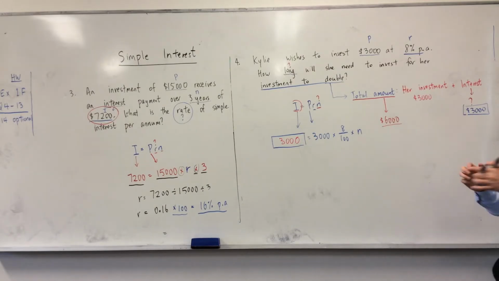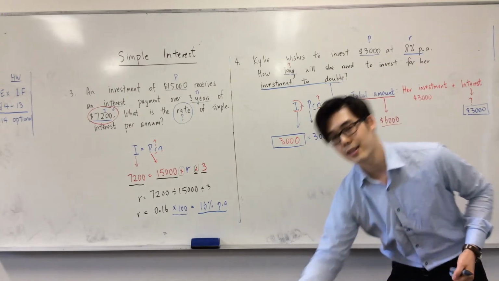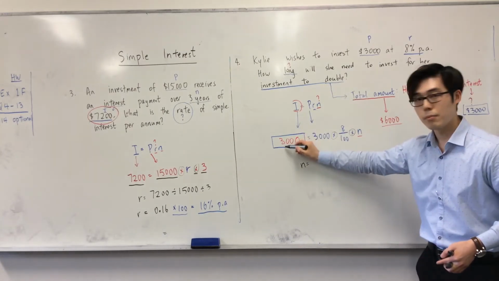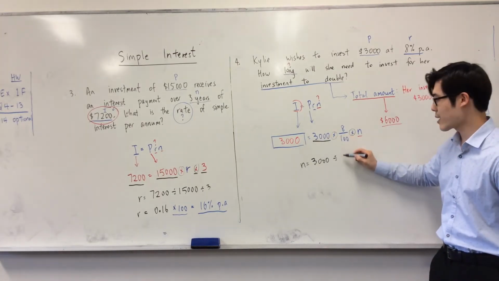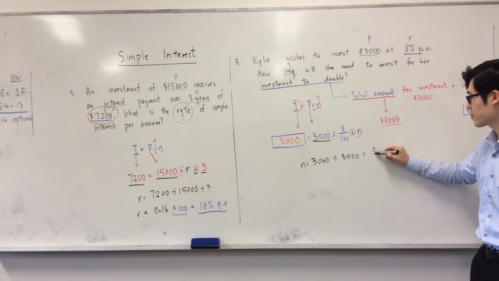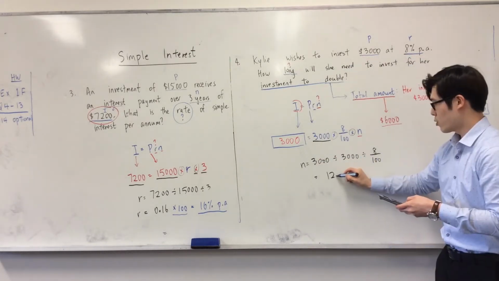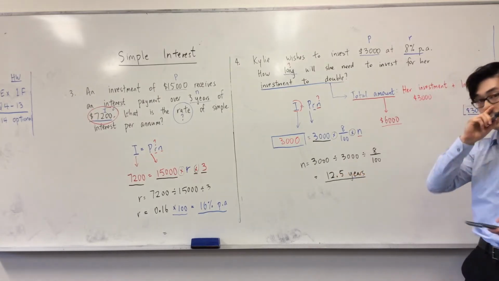And then from here, you just got to do your usual. Find N by just dividing everything to the other side because they're both multiplied. So N is equal to number on the other side first. You write it down. 3,000 divided by 3,000 divided by 10. I'll give you the number of years. If I just quickly put in the calculator, 12.5 years or 12 and a half years. Okay? So this is how you do this question.